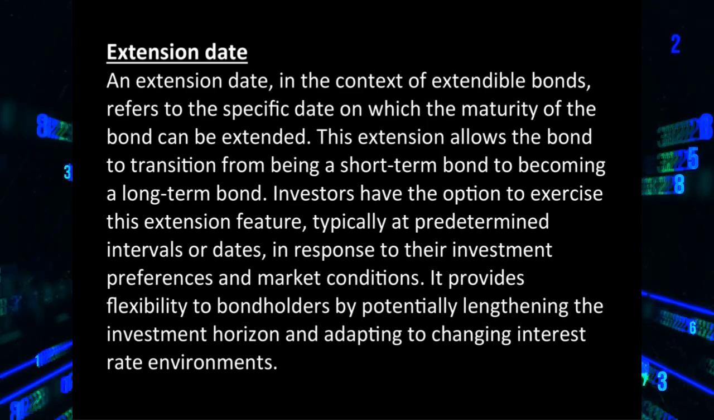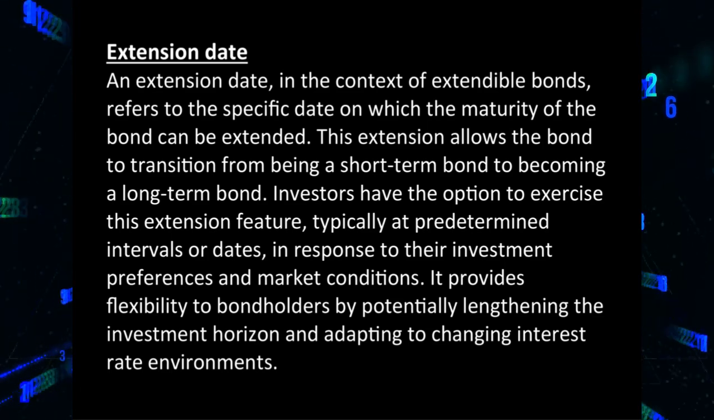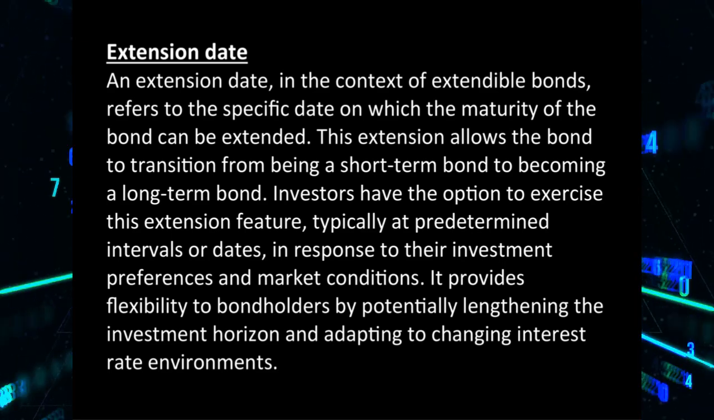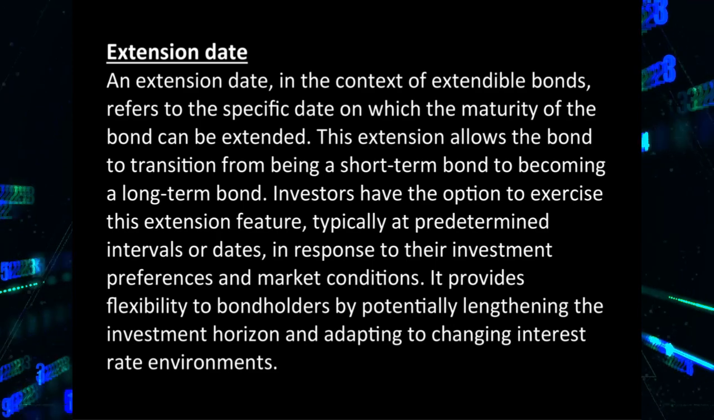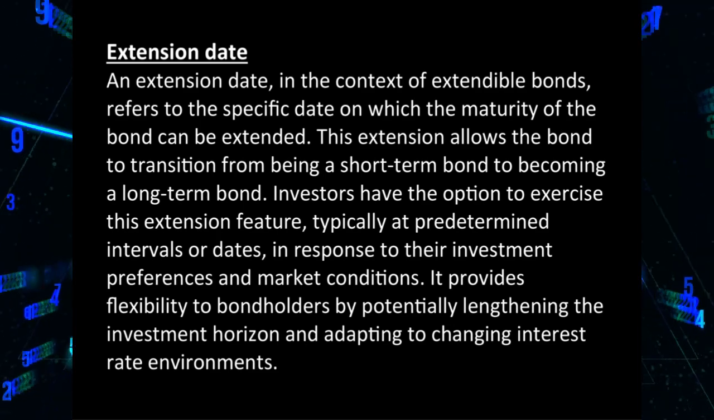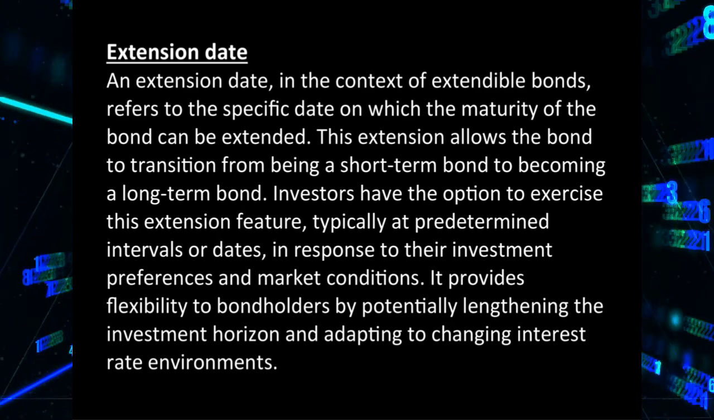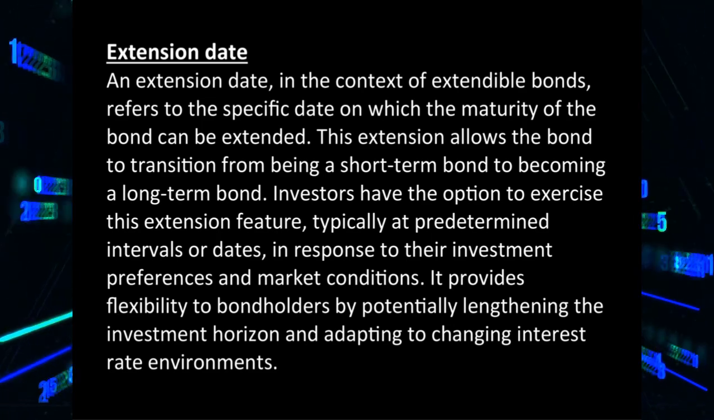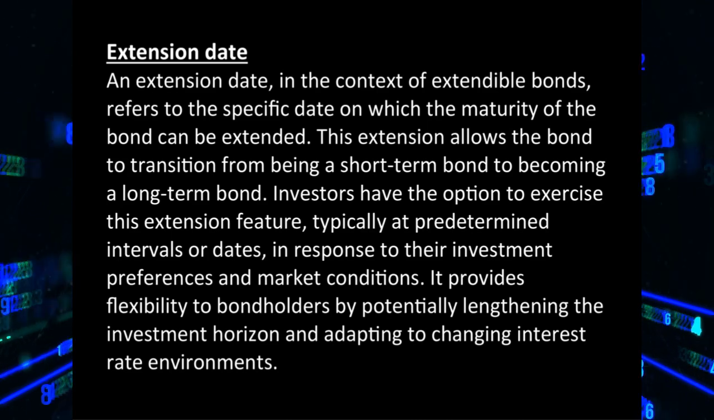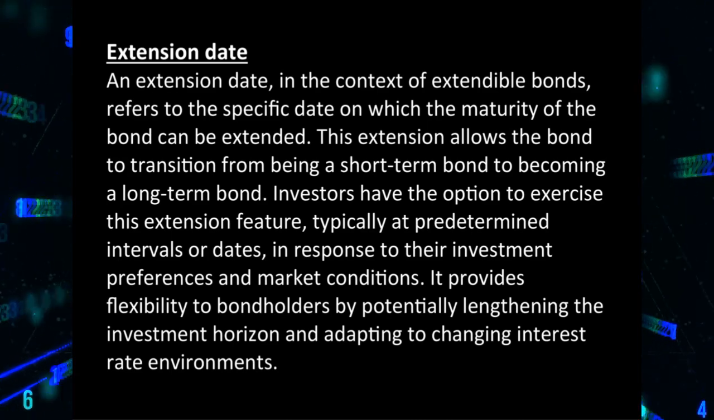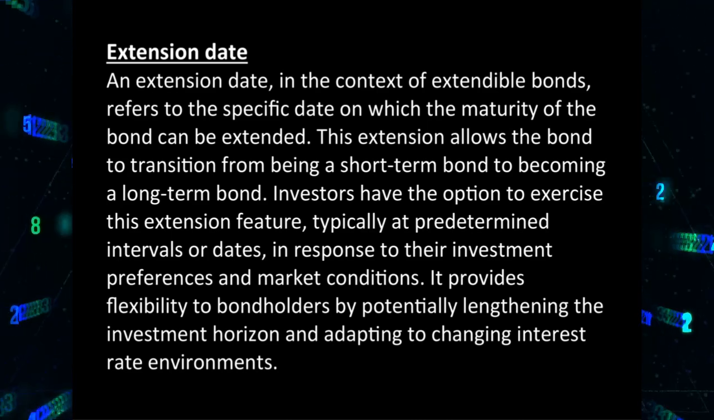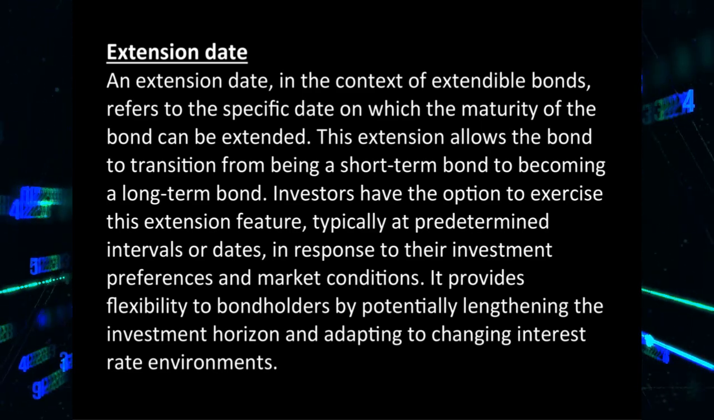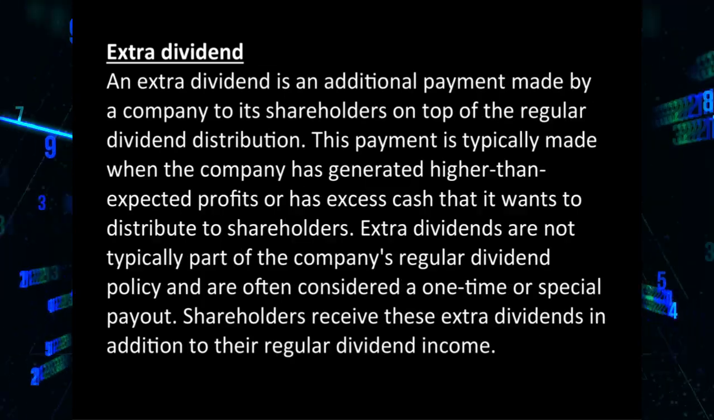Extension date. In the context of extendable bonds, this refers to the specific date on which the maturity of the bond can be extended. This extension allows the bond to transition from being a short-term bond to becoming a long-term bond. Investors have the option to exercise this extension feature, typically at predetermined intervals or dates, in response to their investment preferences and market conditions. It provides flexibility to bondholders by potentially lengthening the investment horizon and adapting to changing interest rate environments.